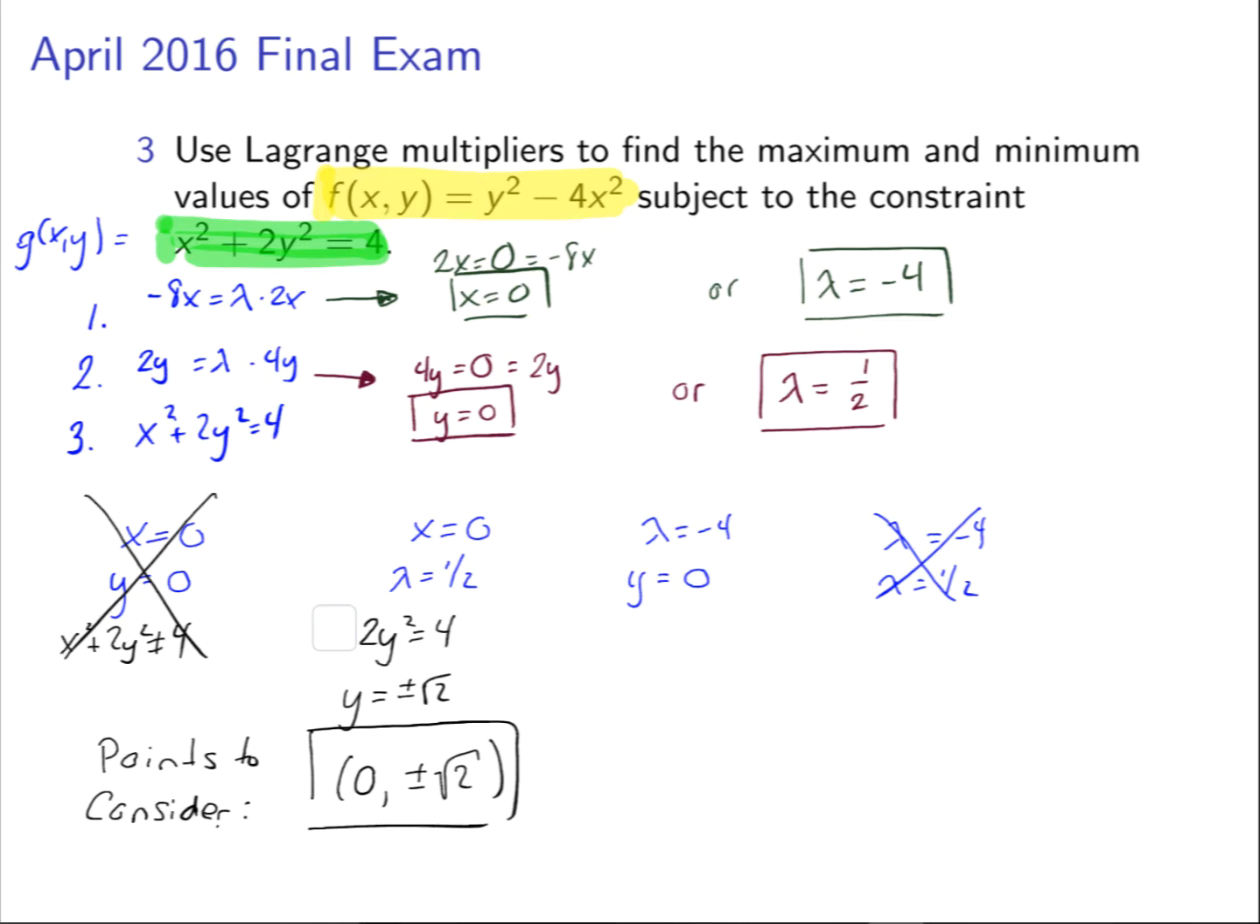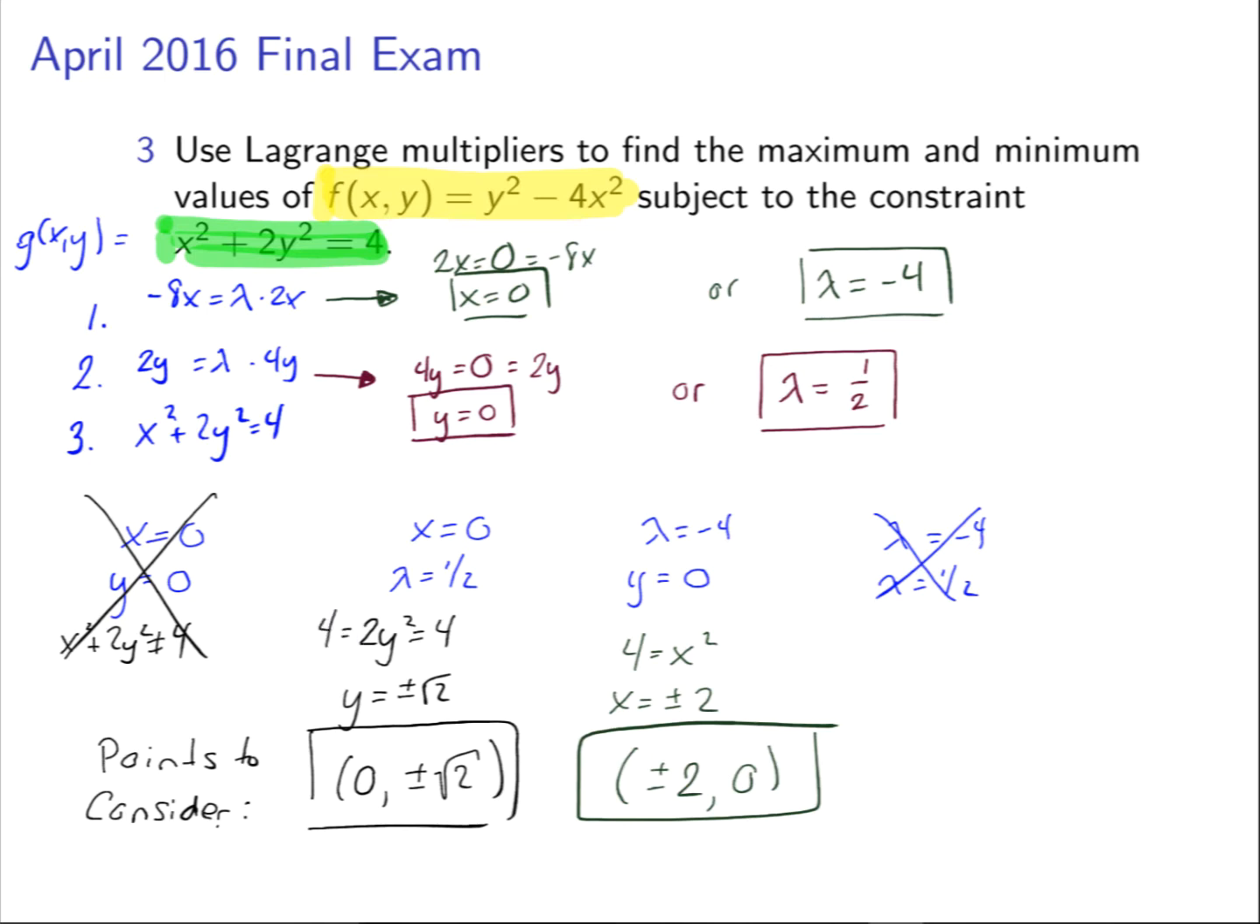Finally, what do we do if y is equal to 0? Let's look at our constraint. This tells me x is plus or minus 2, so the points to consider we get out of this are when x is positive or negative 2 and y is 0. So there are 4 points we need to consider.